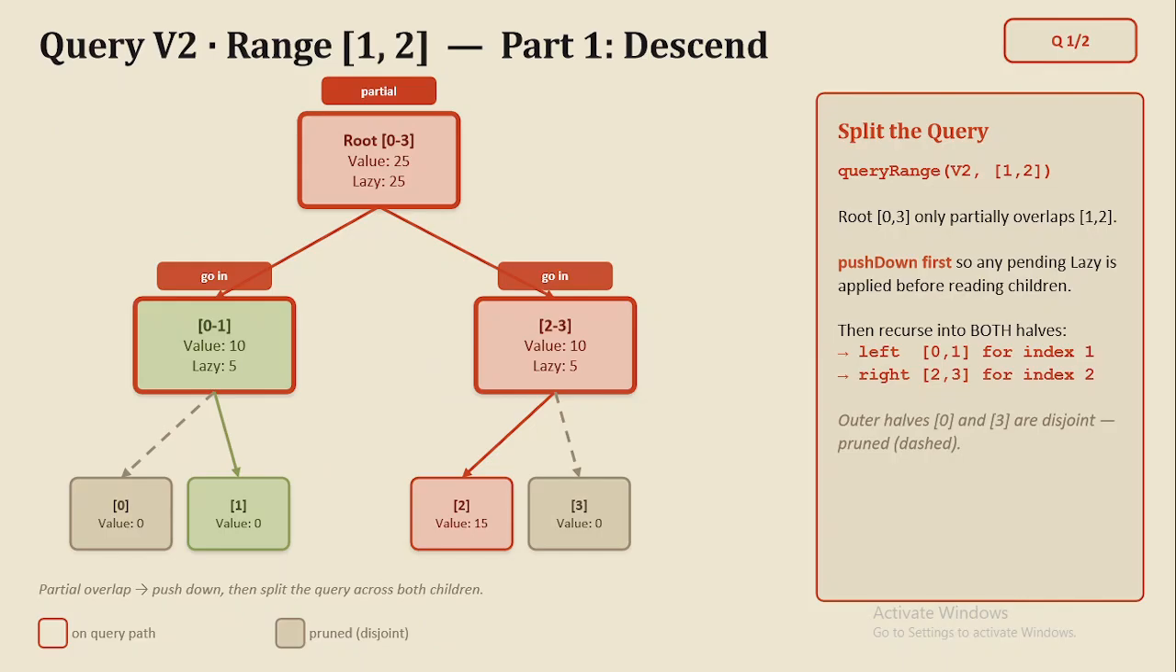Now from this slide, we will query the sum of the range from index 1 to 2 on version 2. We start at version 2's root. It partially overlaps with 1 to 2, so we can't return directly. We call push down to apply any pending lazy, then split the query: recurse into the left child for index 1 and the right child for index 2. Now the outer nodes, index 0 and index 3, are completely outside our range, so they get pruned immediately.